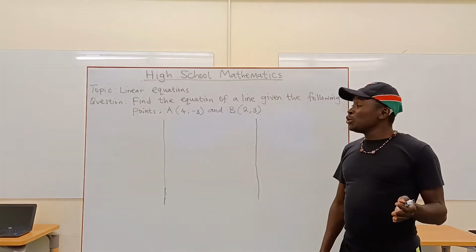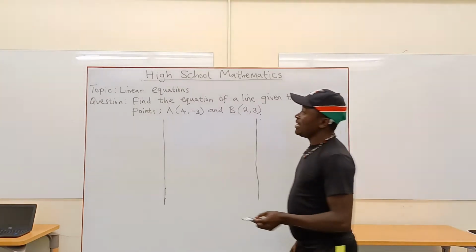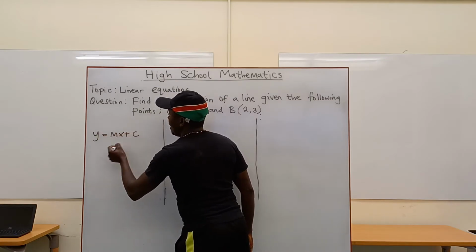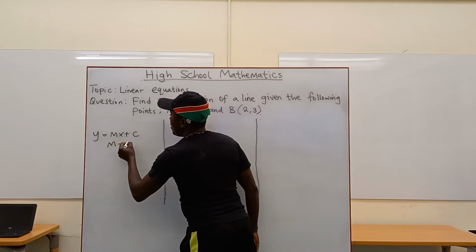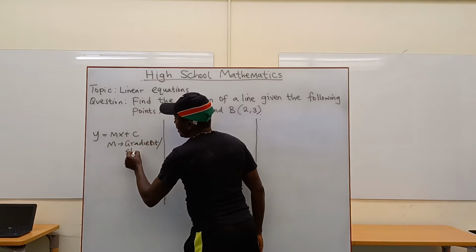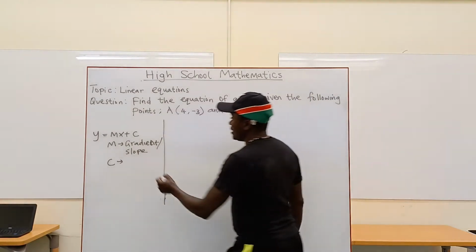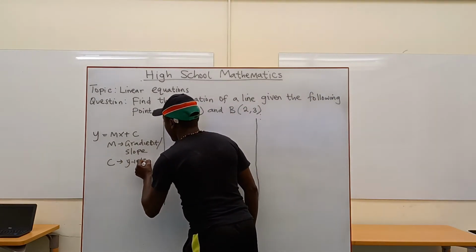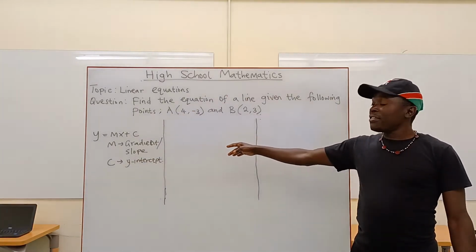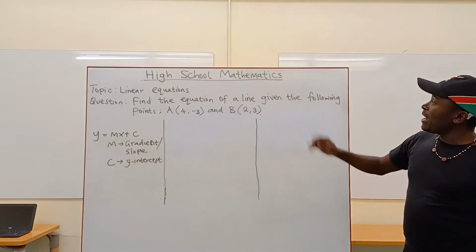The first thing we need to do is write down the general formula for finding the equation of a line. The general formula is y = mx + c, where m is the gradient, sometimes also referred to as the slope, and c is what is referred to as the y-intercept. I'm going to write a couple of other things here before we get into the details of finding the equation of the line.